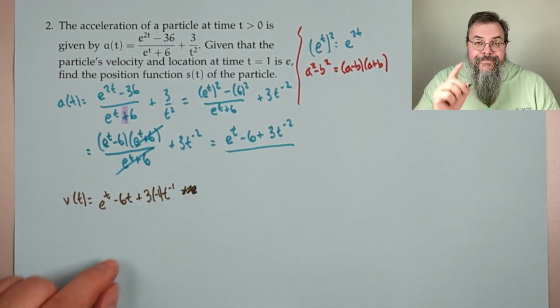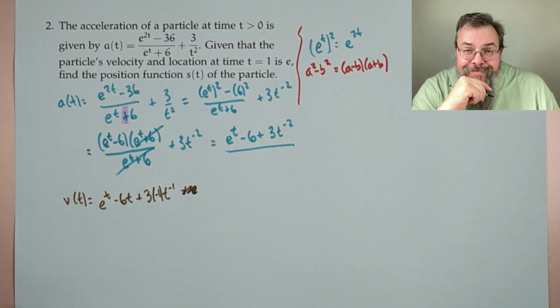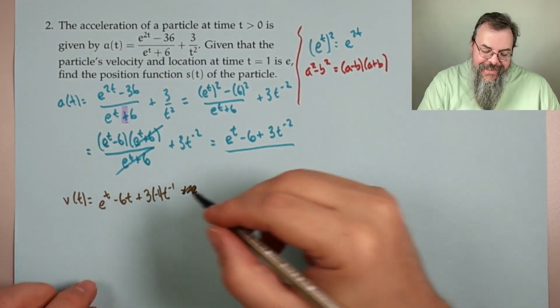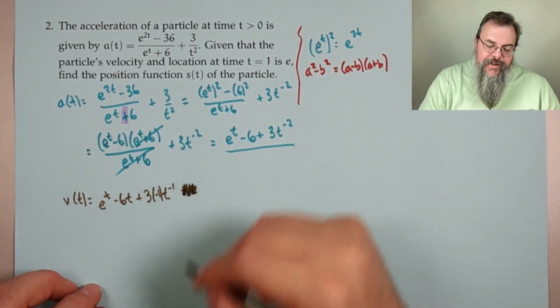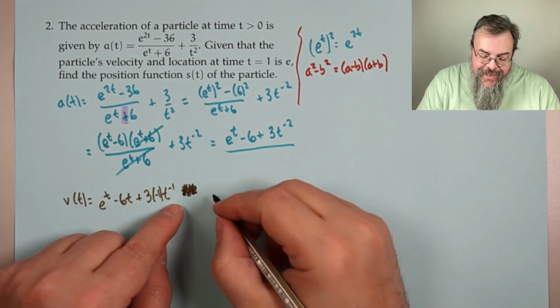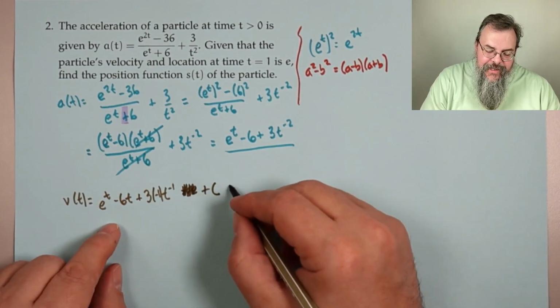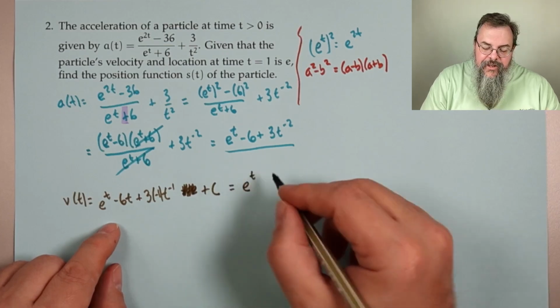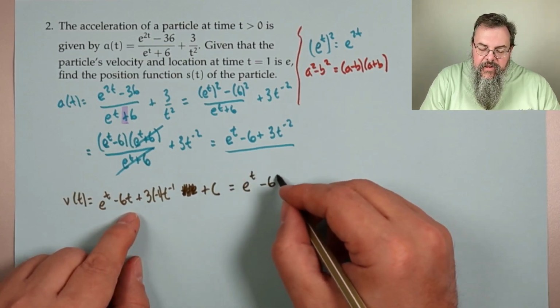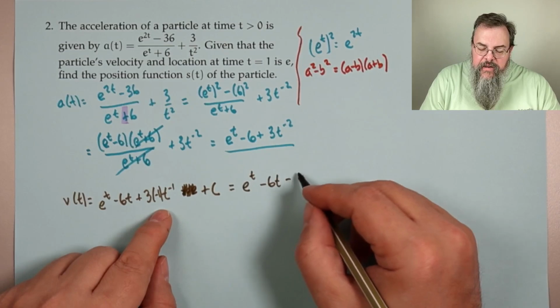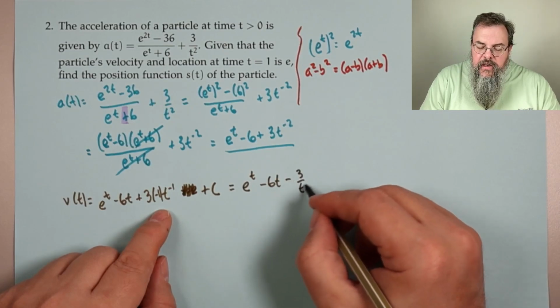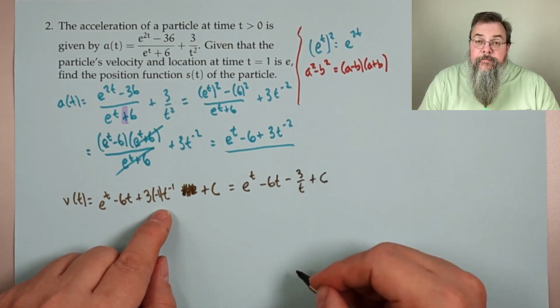I forgot to put something. What else do we need? What else do we need here? Plus c. Right. Good. I'm glad you remembered that. All right, so e to the t minus 6t. I'm going to write this as minus 3 over t and plus the value c.